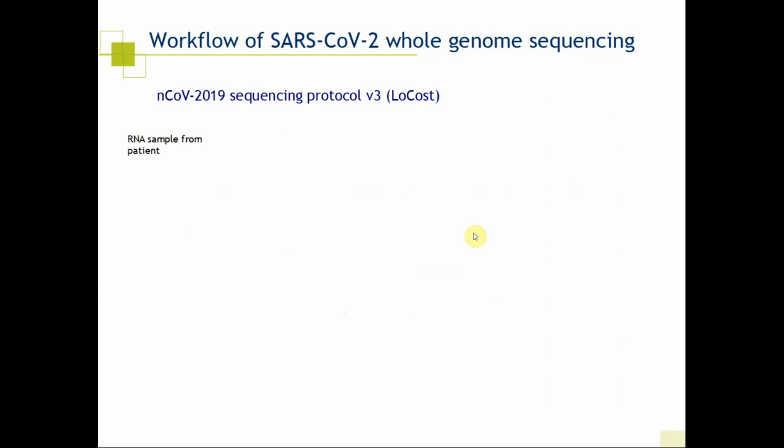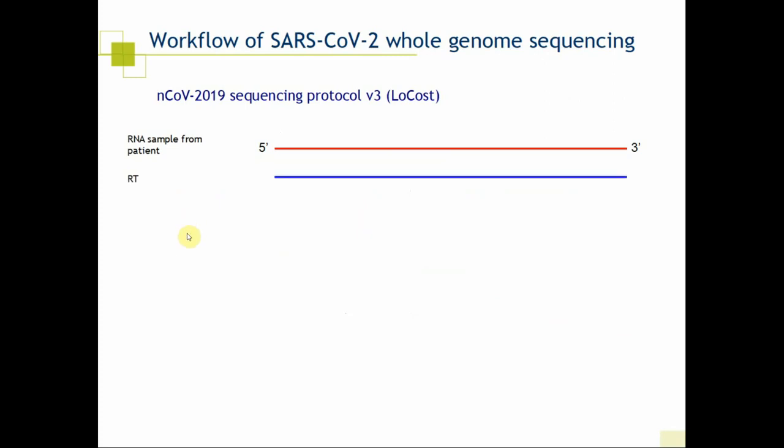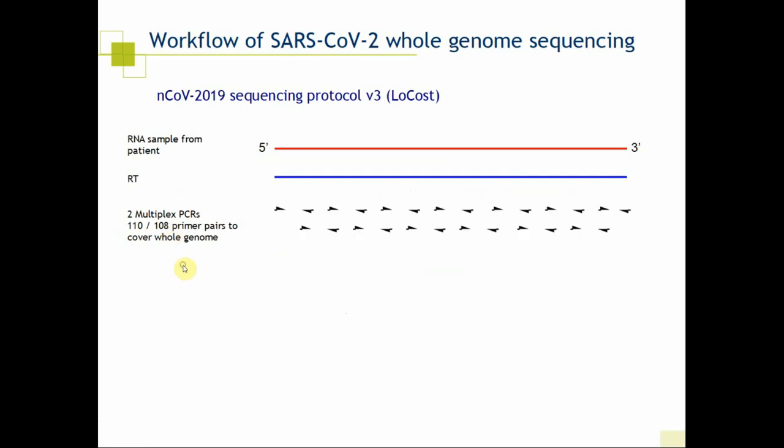what is very convenient is that you get your RNA sample from a patient and then reverse transcribe it to cDNA, and then you set up 2 PCR reactions, one of which has 110 primer pairs and the other has 108 primer pairs, and they cover the whole genome. But these primer pairs don't really interfere with each other.